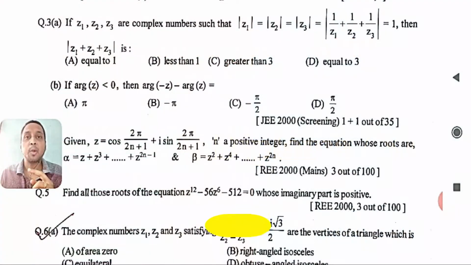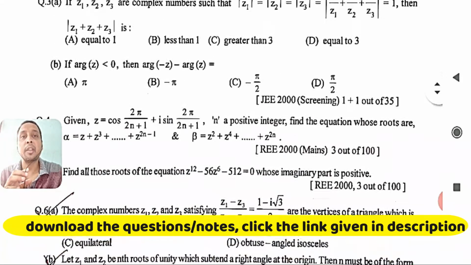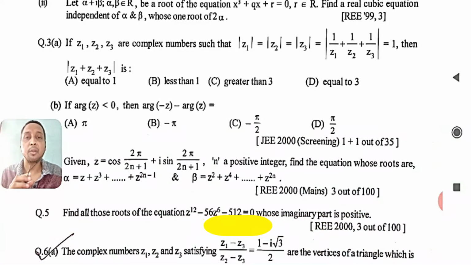Okay students, welcome you all to this new lecture in advanced level where we are solving previous year IIT JEE questions on complex numbers. So today we will be solving question number 3A, 3B, question number 4 and then question number 5. Okay, then let's try to solve these questions.